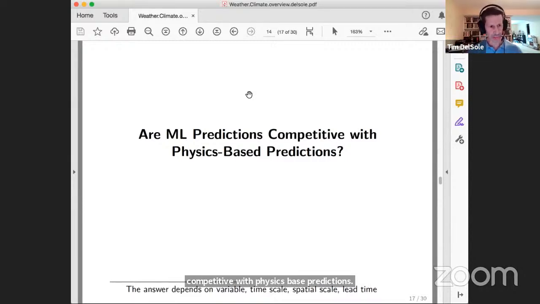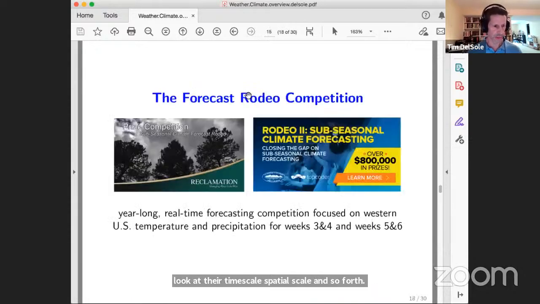There are a lot of papers that look at this, but I would say we're in the early stages of really assessing how good or how bad the two types of forecasts are. And of course, the answer is going to depend on what you look at, your time scale, spatial scale, and so forth. But we do have at least one solid reference point. For the past couple of years, the Bureau of Reclamation has sponsored a year-long real-time forecasting competition focused on the Western United States for predicting temperature and precipitation out to weeks 3 and 4, and weeks 5 and 6.